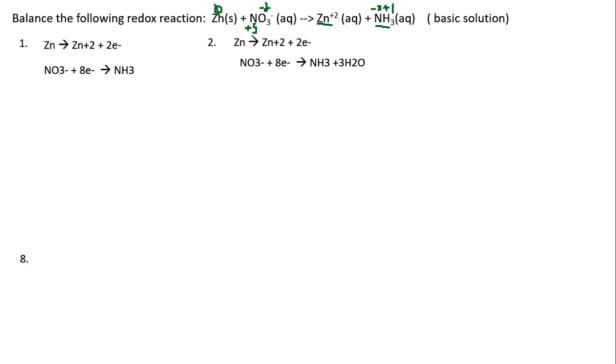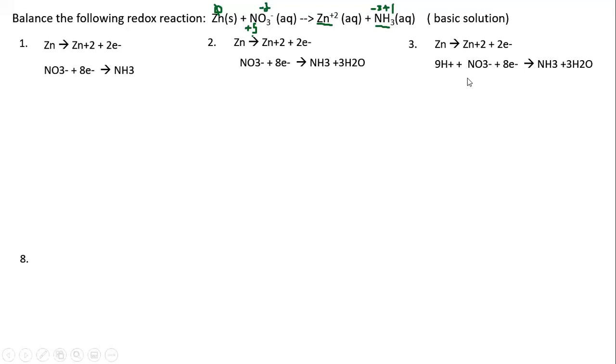Now that we've balanced the oxygen, we need to balance the hydrogen. For the reduction half reaction, we have a total of 9 hydrogen on the product side, so we need to balance this by adding 9 protons on the reactant side. And notice so far, if you check both sides of the equation, the overall charge is 0, because -8 plus -1 plus +9 equals 0.